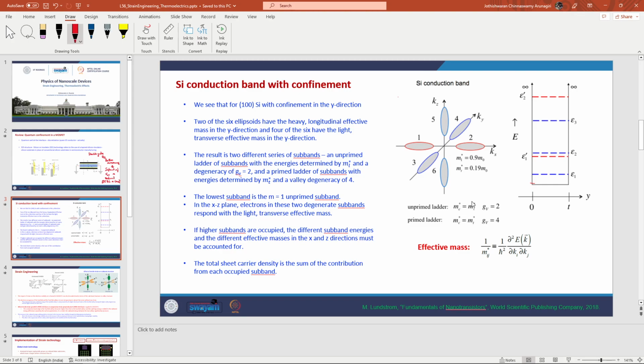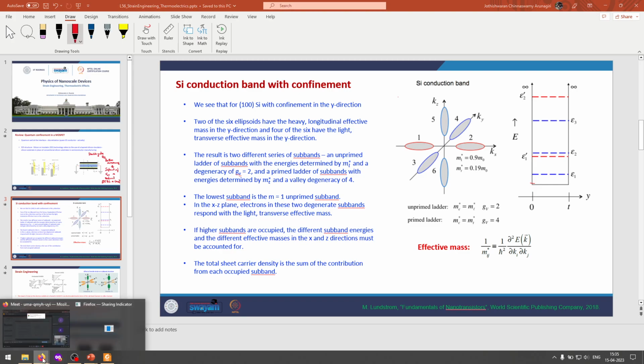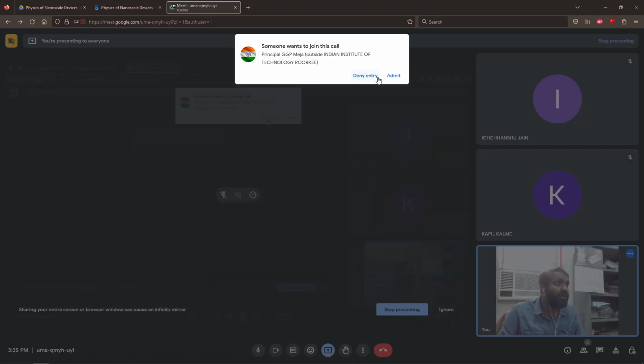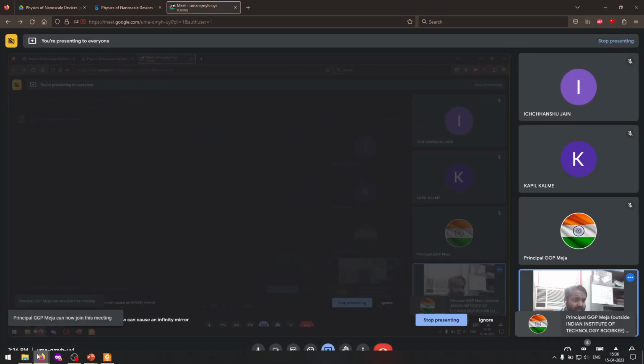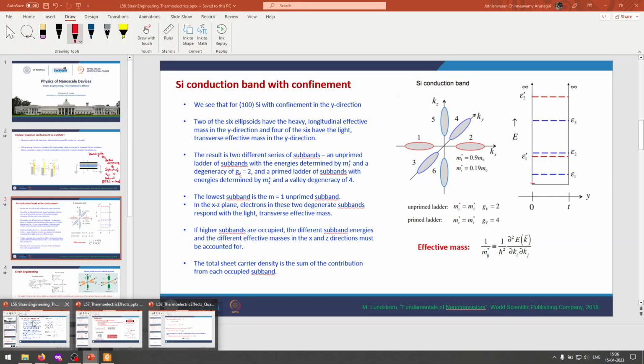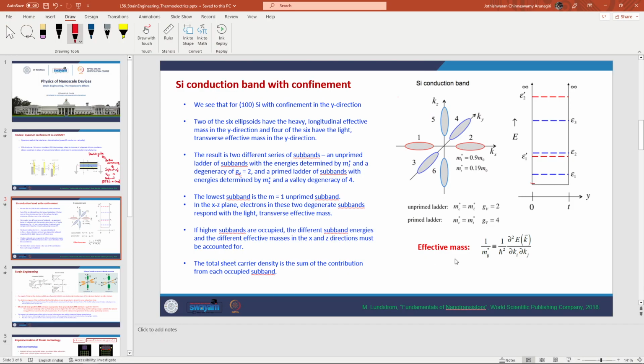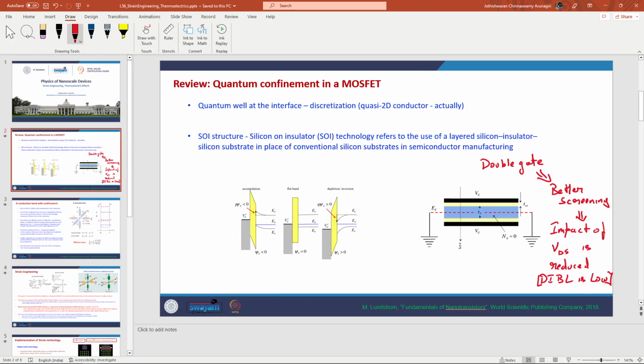So, the last topic that was covered in last week's lectures, continuing with, is the idea of strain engineering. The notion is that the idea of strain can be seen here itself.